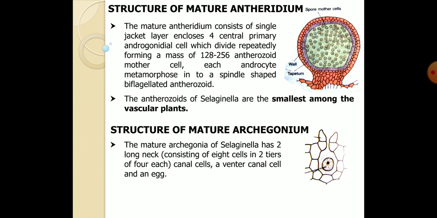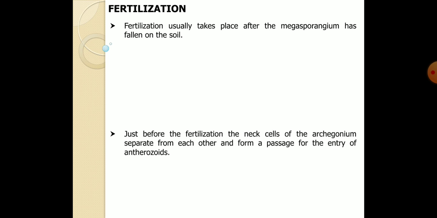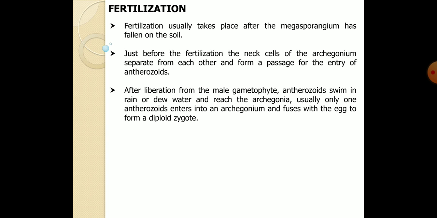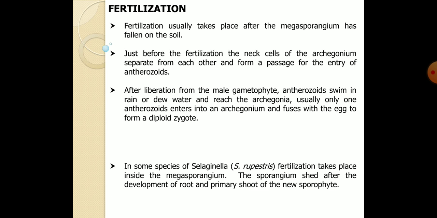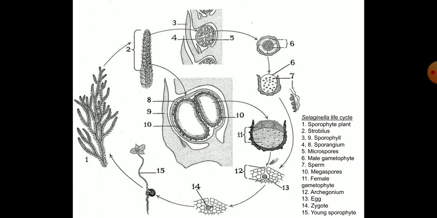Coming to the archegonia, they consist of neck canal cells, usually two, and eight cells in two rows, and four terminal cells with the neck projecting on the surface. Fertilization usually takes place after the megaspore has fallen into the soil. Just before fertilization, the neck of the archegonium dissolves to form a passage for the entry of the antherozoids. When the antherozoids come in contact with the egg cell, fertilization takes place and the zygote is formed.